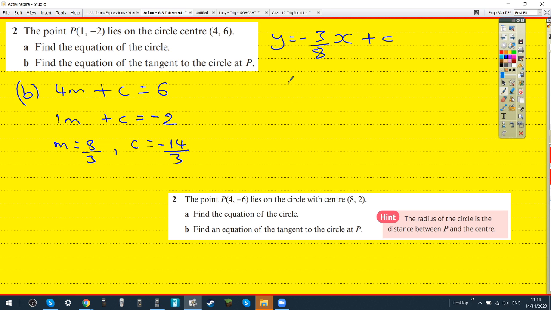And then do you substitute 1 and minus 2 back into the equation? Yep. So it'd be minus 2 equals minus 3 over 8 times 1 plus c. And then you work that out, which gives you minus 3 over 8. So minus 2 equals minus 3 over 8 plus c. And then you plus 3 over 8 on both sides.